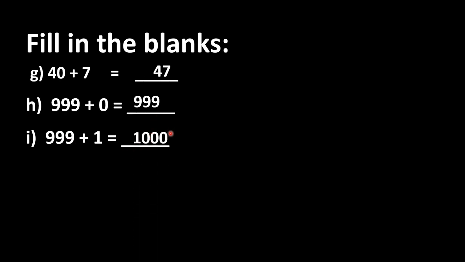Now in J part, 887 plus 7. Here we have to keep 887 in our mind and open your 7 fingers. So let's start counting after 887.